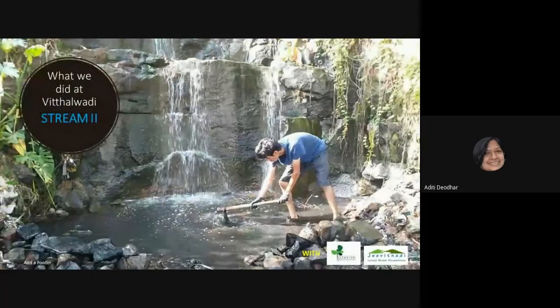Then, with this experience and the successful execution, we decided that we will replicate this for another stream in the same stretch. And so we call it stream 2. As you can see, that stream enters the riverbed as a waterfall. And so this is actually a unique feature.